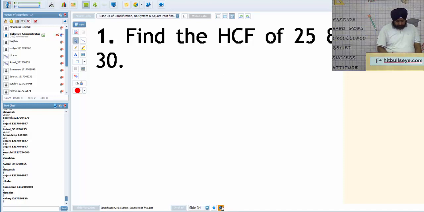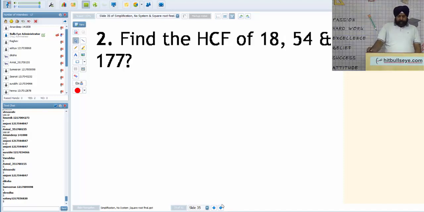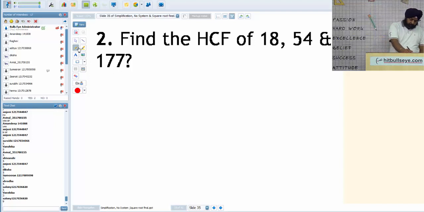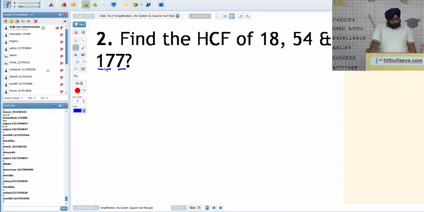Okay, thank you. Find the HCF of 18, 54 and 177. Be cautious. What is the answer? Saloni says 9. I said Saloni, be cautious. See, 1 plus 7 plus 7, the sum of the digits is 15. It is not divisible by 9, so how could the HCF be 9? Okay, don't rush. Yes, Surbi, it's 3.